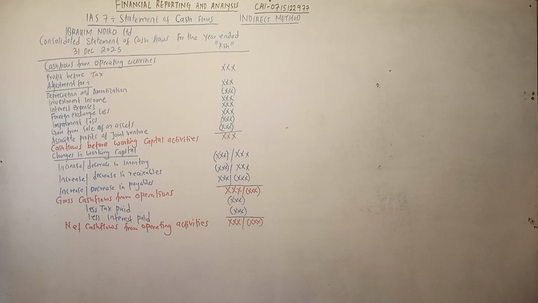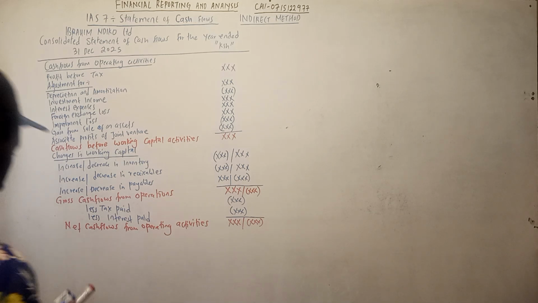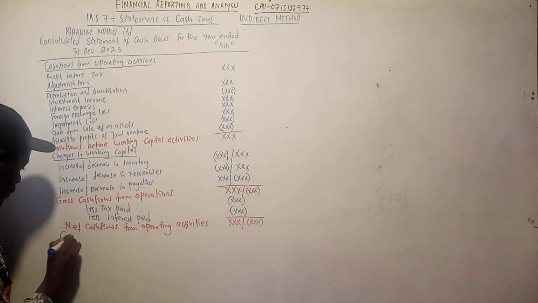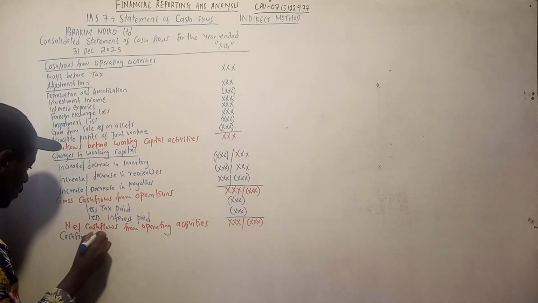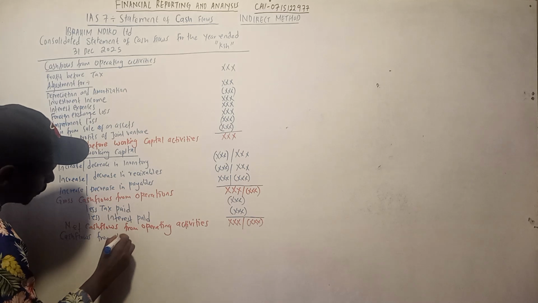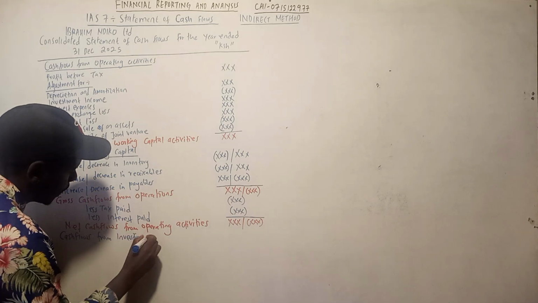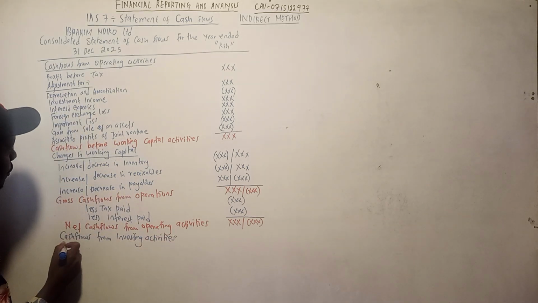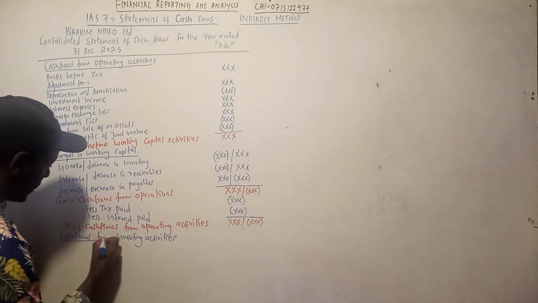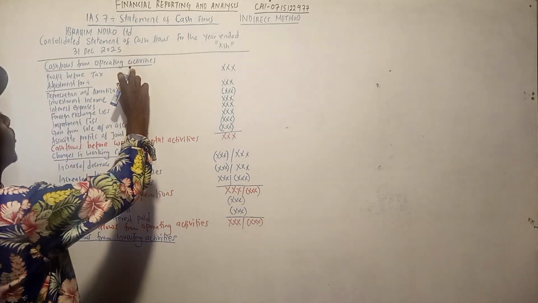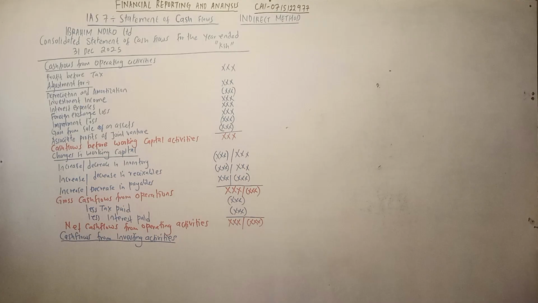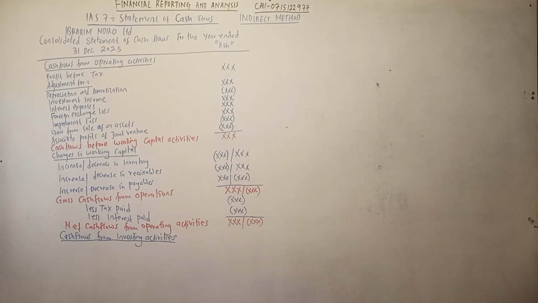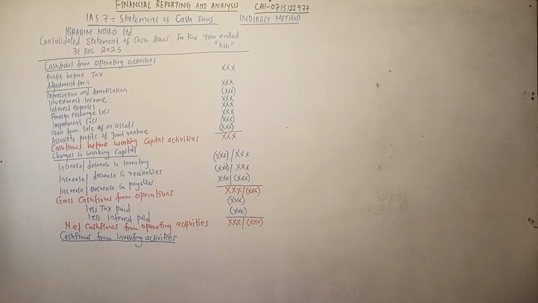Cash flow from investing activities. That's number two. So number one was cash flow from operating activities. Number two, we are under cash flows from investing activities.